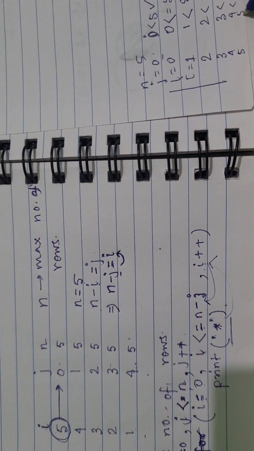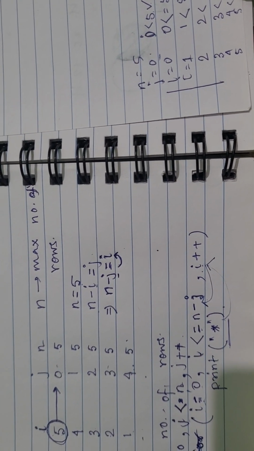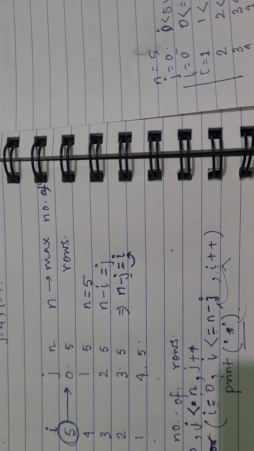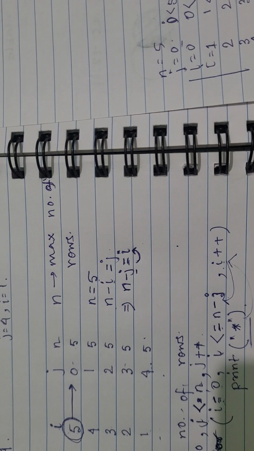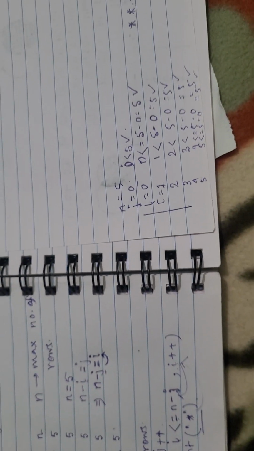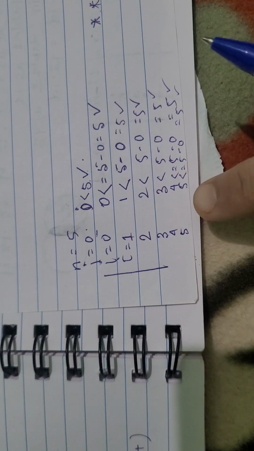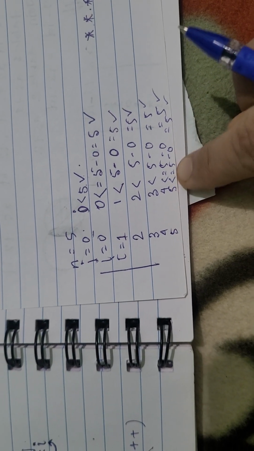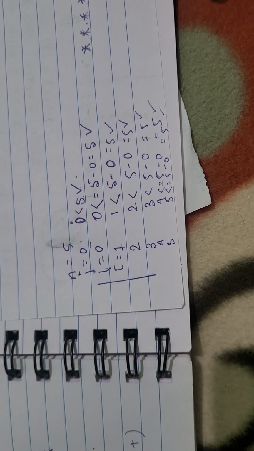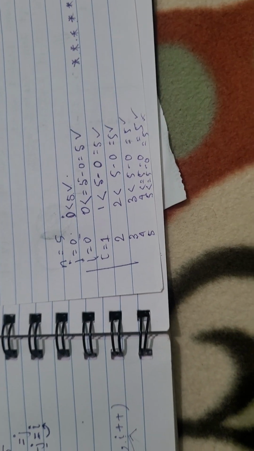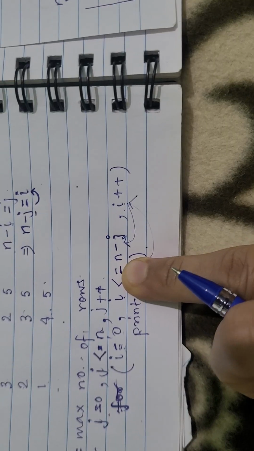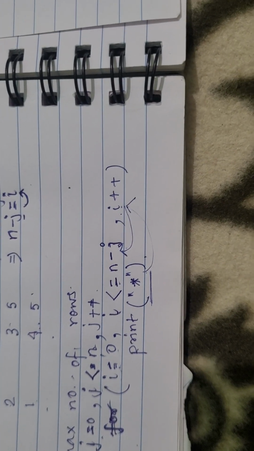So 5 is less than or equal to 5 minus 0, that is equal to 5. So it is right. So what will happen? Here you see, 5 I have given the value, 5 less than or equal to 5 minus 0, that is equal to 5. So one more star will come here. So this is wrong. You will have to give here less than only. Now you evaluate whether it is right or wrong.